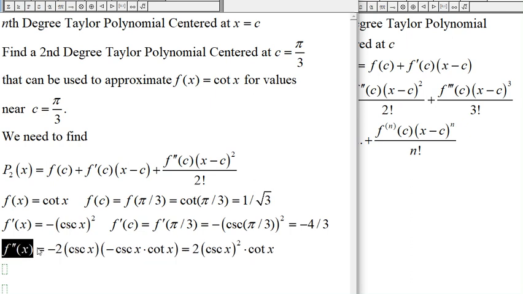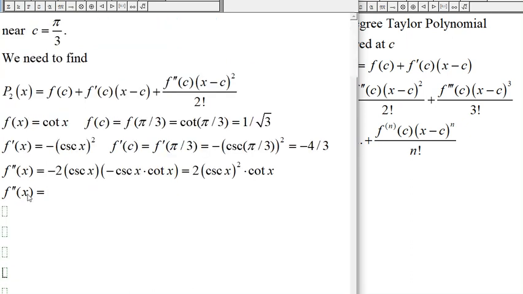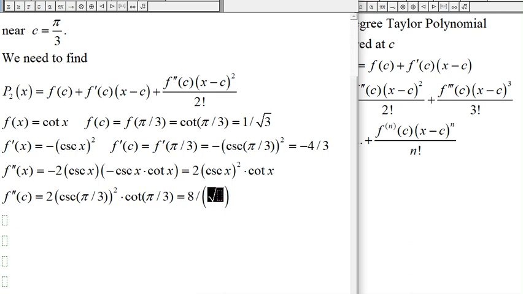And then now we need the second derivative at c. And then c is pi over 3. So in the place of x here, we put pi over 3. And then this comes out to be 8 divided by the square root of 3, and then to the third.